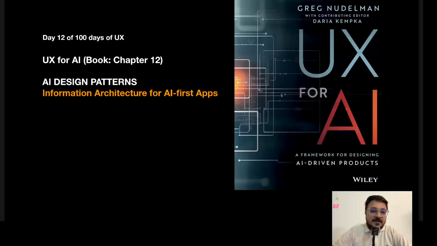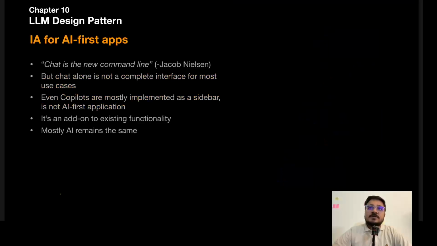Today is day 12 of our 100 days of UX challenge, and today we are going to talk about information architecture for AI first apps. So let's start with this. What is information architecture for AI first apps?